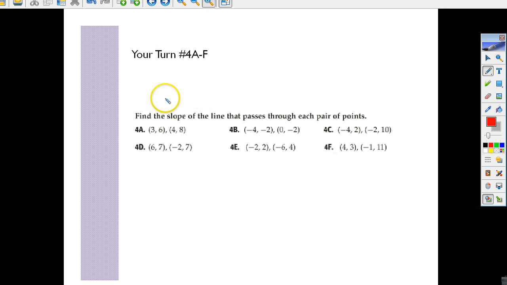So here's your turn, numbers 4a through 4f. I know it's a lot of problems, but it's really easy. So let's just do one together. 8 minus 6 on the top, which becomes 2. 4 minus 3 on the bottom, which becomes 1. So the slope is 2. Okay, so that was easy. So go ahead to numbers 4a through 4f. Do them, and then when you're done, come back.